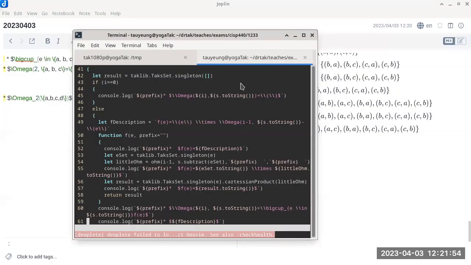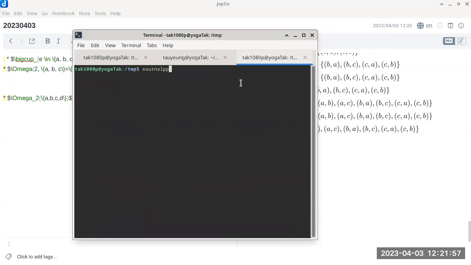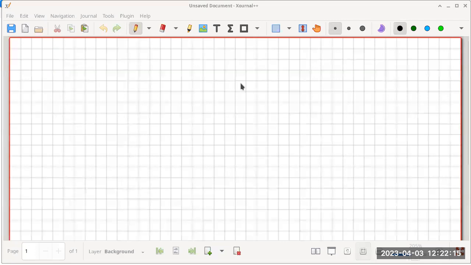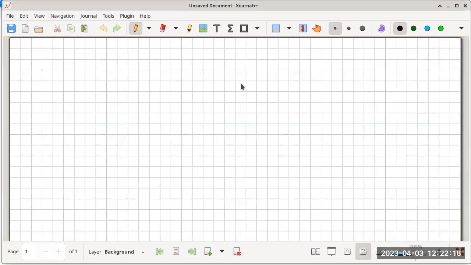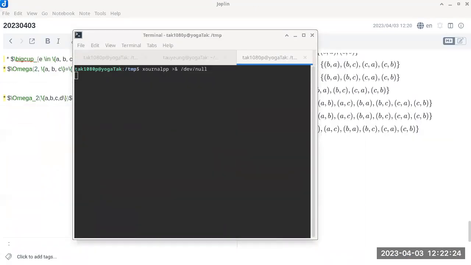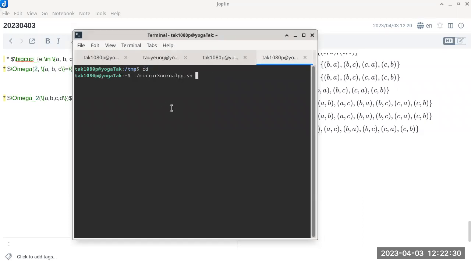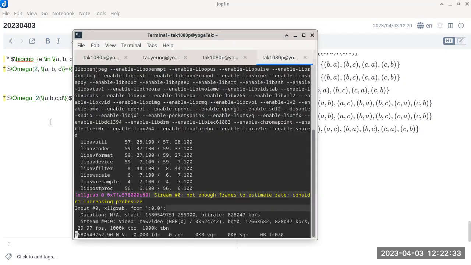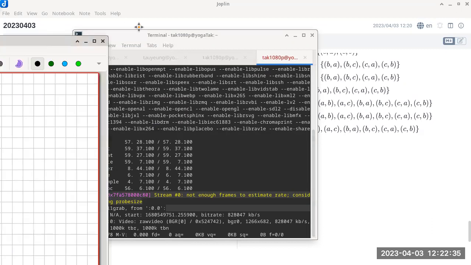So let me do this. I'm going to start up Zernal++. In Unix or Linux, there's a device called the null device, where you can dump everything to. It's basically a black hole of stuff. And it gives us this Zernal. I'm going to have to move this one to my PC side so I can draw on it. And then we have to start another script, which is mirroring that, where you can see it. Stash this one over here.